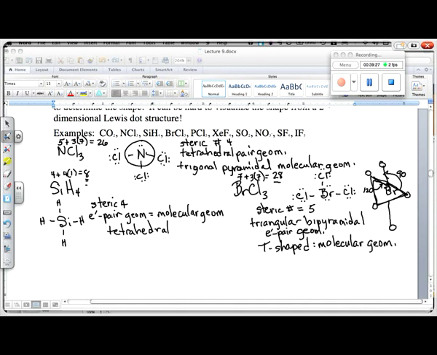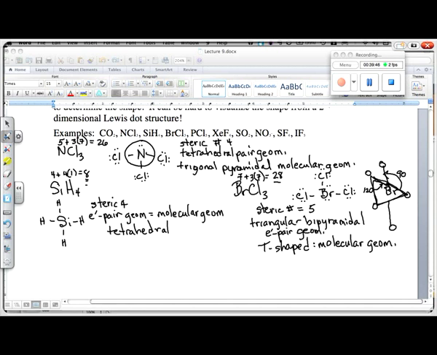Now, what happens in steric numbers 5 and 6 is the lone pairs take up some different positions than you might predict. It's a little harder to understand, but you'll always have the sheet, except for the final exam.